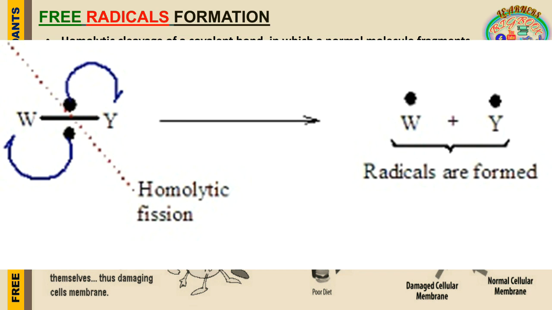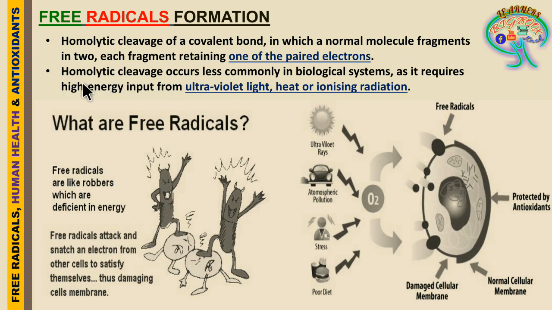Because of this, one of the paired electrons is retained in one of the molecules and the other electron is going to be given to the other molecule. If this happens, these molecules or the atoms are going to become free radicals. Here again, homolytic cleavage occurs less commonly in biological systems as it requires high energy input from ultraviolet light, heat or ionizing radiations. So within the biological systems, this kind of cleavage will take place very little.